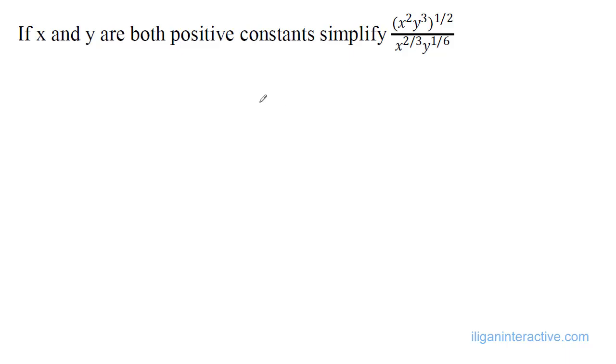If x and y are both positive constants, simplify this quantity: (x squared y cubed) raised to the 1/2 over x to the 2/3 y to the 1/6. Now again, this will just be involving the properties of exponents. So how do we simplify that? Well, if you have an exponent raised to an exponent, we just multiply the exponents, right?